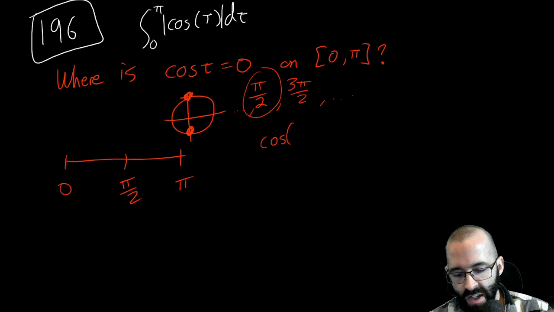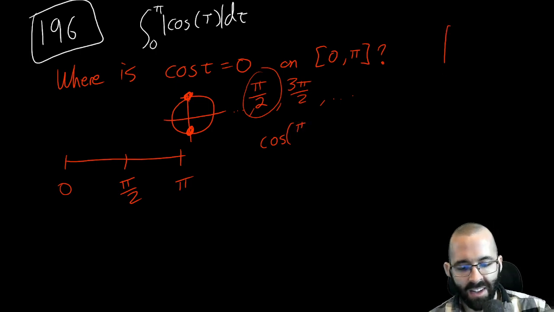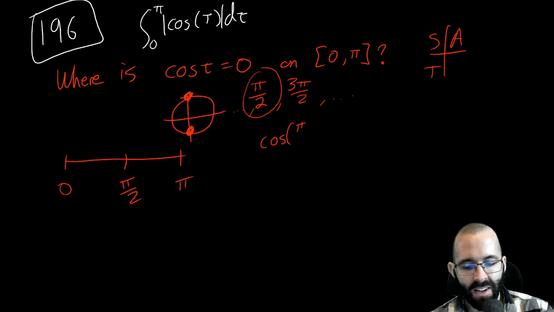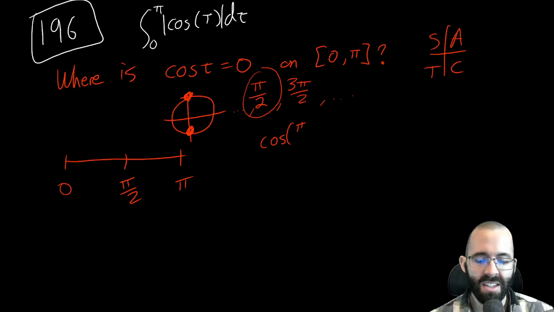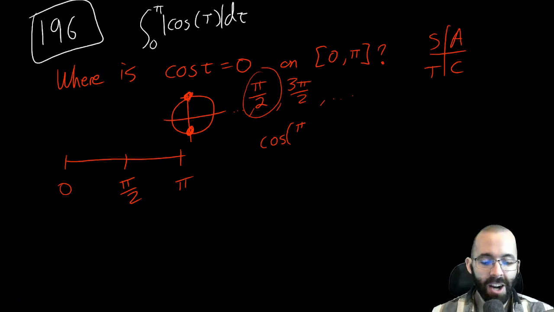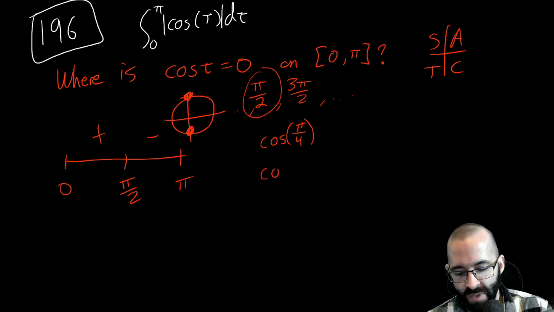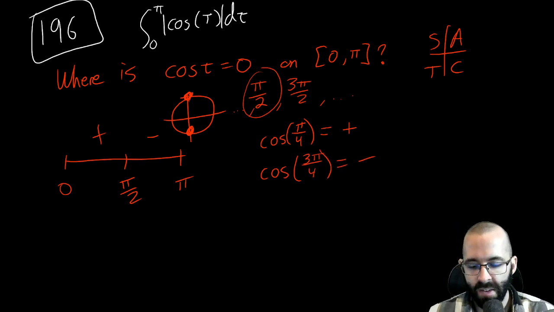So if we look at cosine of pi over, well, I guess we don't even need to do this, right? We know cosine's positive in the first quadrant. Sine's positive in the second quadrant. So we know cosine's positive here, negative here. Or, if you didn't remember that, you could plug in some numbers in these intervals to find that as well.